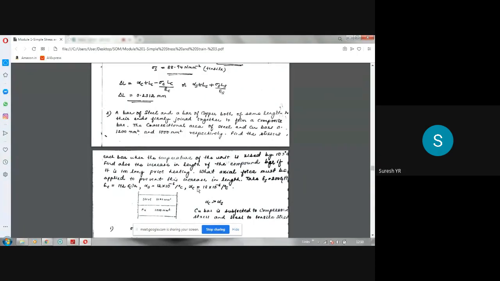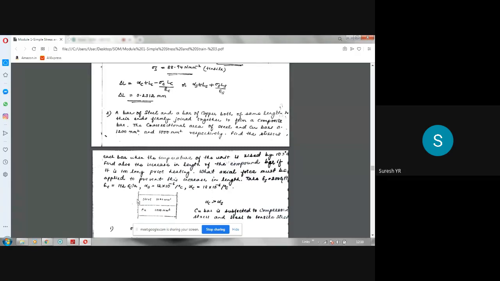He has given E_S, Young's modulus of steel, 200 GPa, and E_C, Young's modulus of copper, 112 GPa. Alpha S, the coefficient of thermal expansion for steel, is 12 × 10^-6 per degree centigrade. Alpha C for copper is 18 × 10^-6 per degree centigrade. So this is the problem. There are three unknowns here.